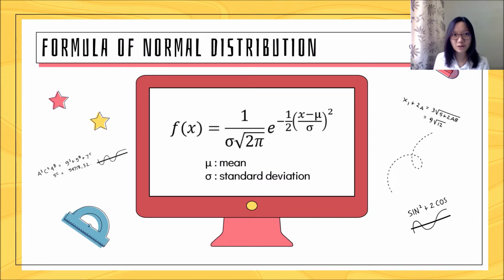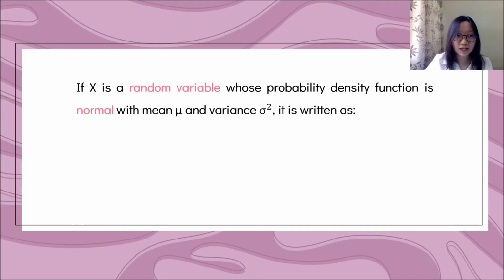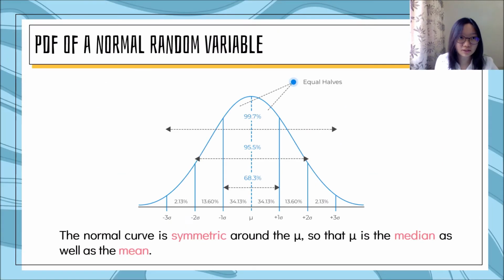This is the formula of normal distribution. If x is a random variable whose probability density function is normal with mean mu and variance sigma squared, it is written as shown. This is the probability density function of a normal random variable. So we can see that the normal curve is symmetric around mu, so that mu is the median as well as the mean.